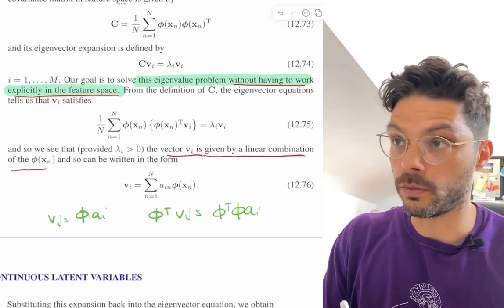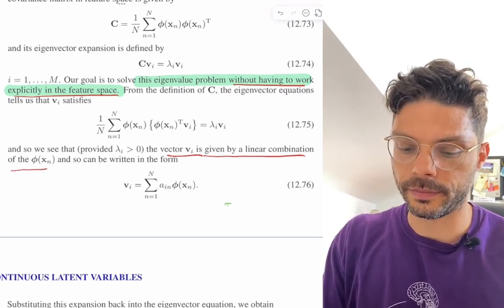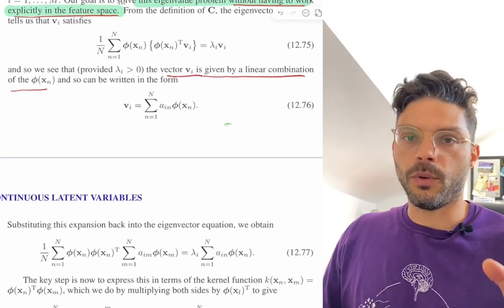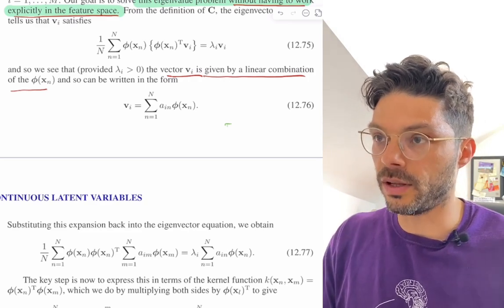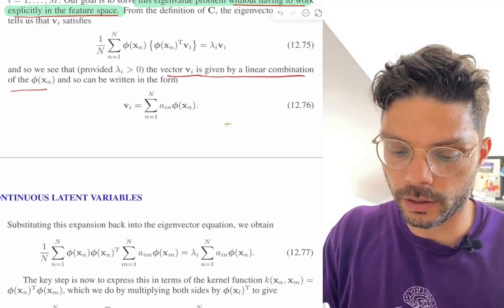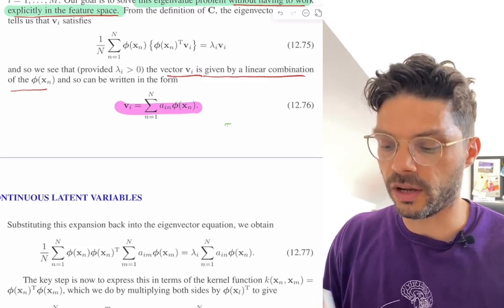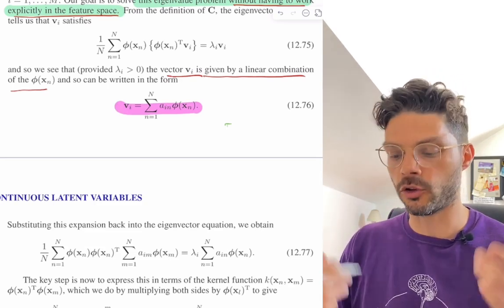Okay, so that's what we have here. Now we're just going to do a little bit of algebra. We're going to substitute this representation of the eigenvectors, in terms of the feature mappings, back in. Let me highlight this point, because I think this is quite useful.